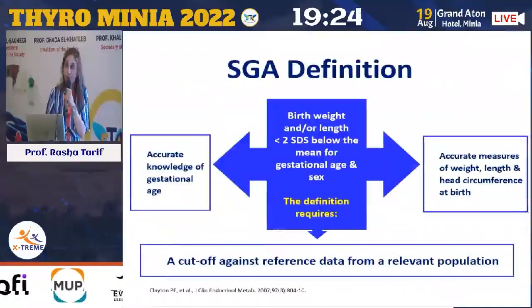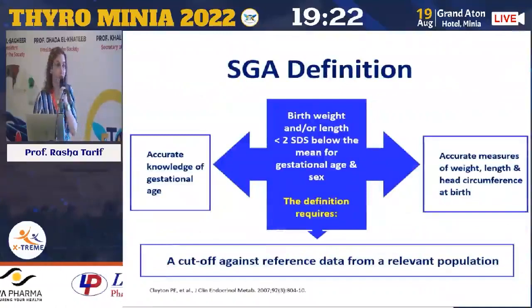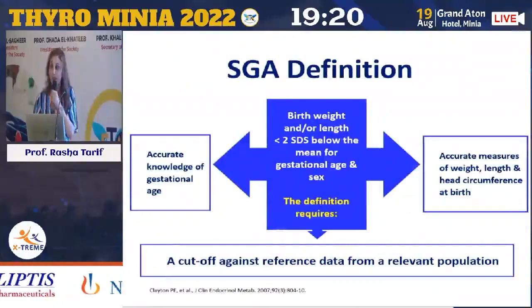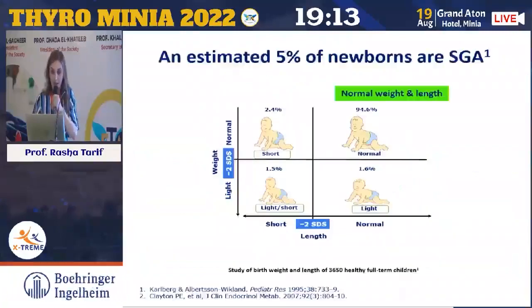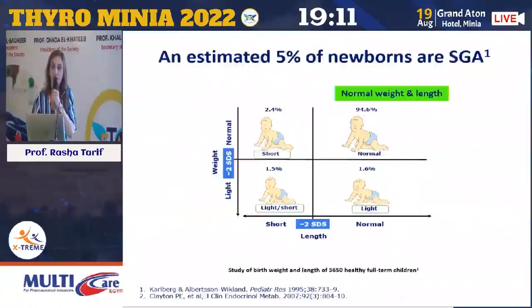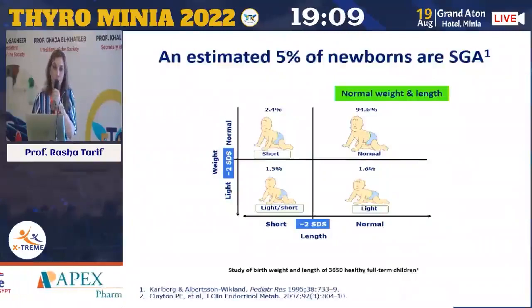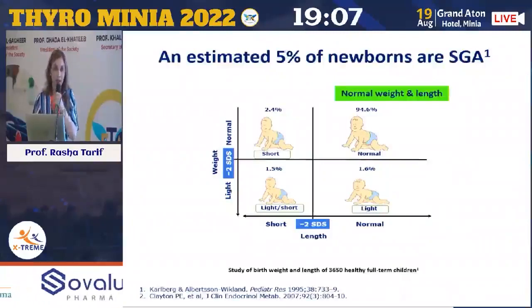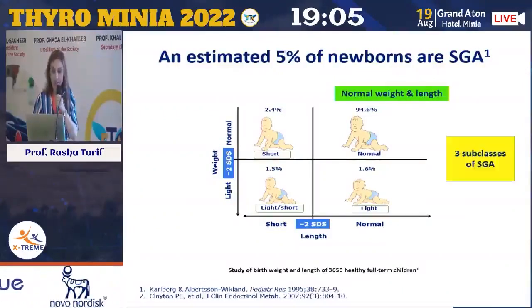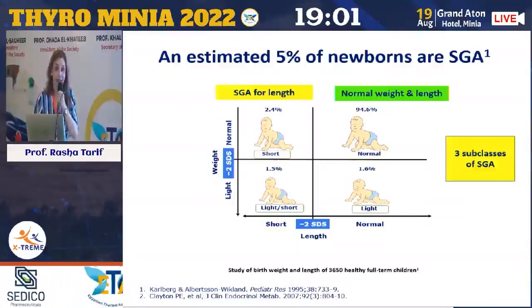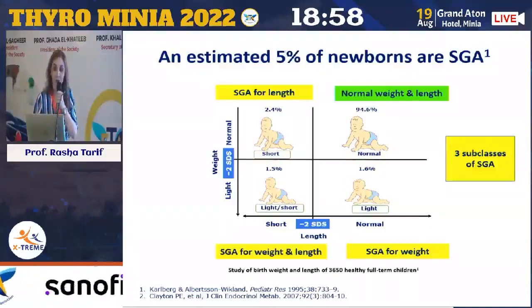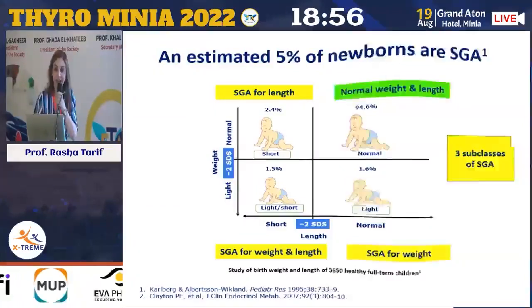Another FDA-approved indication is infants born small for gestational age. And this is a birth weight or length below 2 standard deviations below the age and sex mean. Around 5% of newborns are born small for gestational age. And these are classified into 3 subclasses, either SGA regarding the length or the weight, or both weight and length.